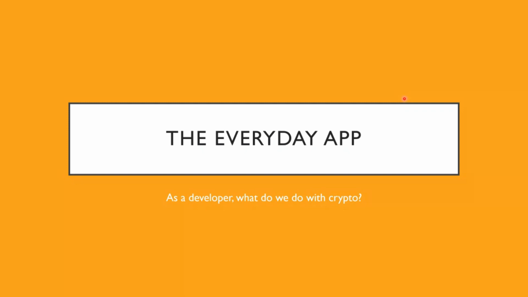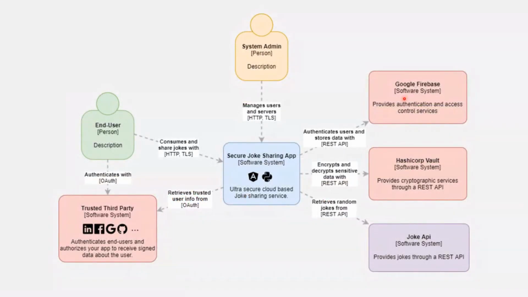So without further ado, let's get into some code. This is what an app might look like. You'll have an end user, you'll have some system administrator, and you'll have a trusted third party like LinkedIn, Facebook, Google, GitHub, whatever. And then you might have a joke sharing app, for example, that you write. That joke sharing app needs to communicate with Firebase to authenticate people, and it needs to retrieve data from some joke API. And then this is some other software that I might talk about later if we have time, but it looks like we probably won't have time for that.